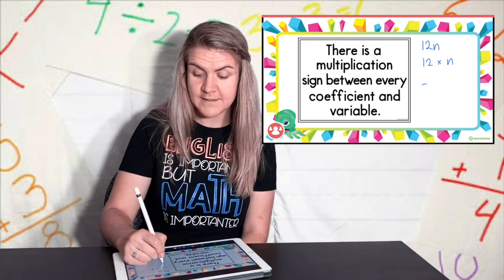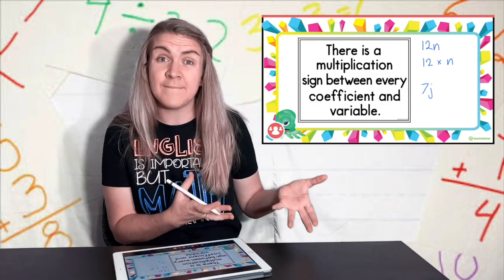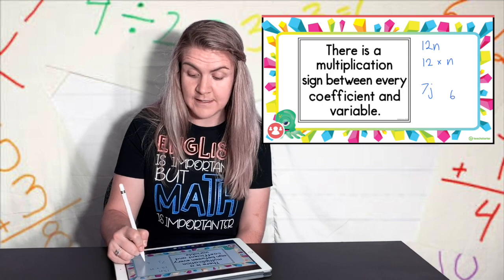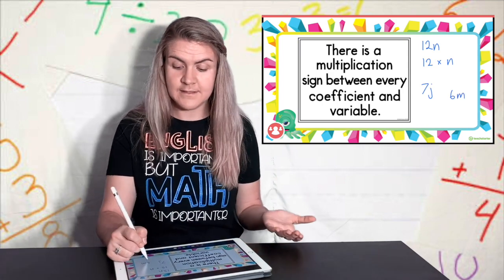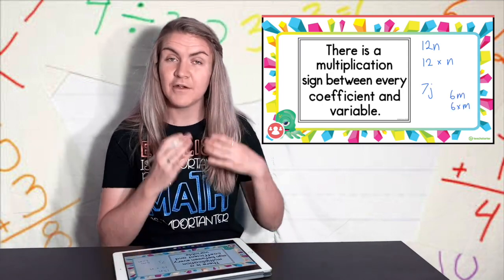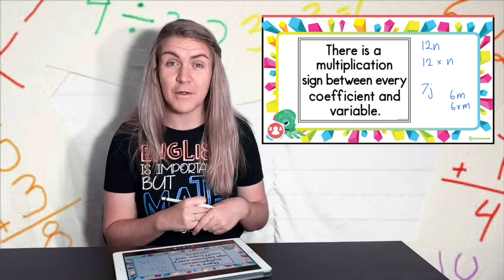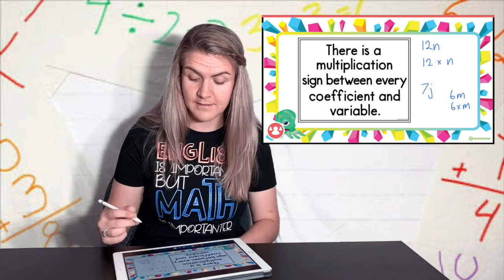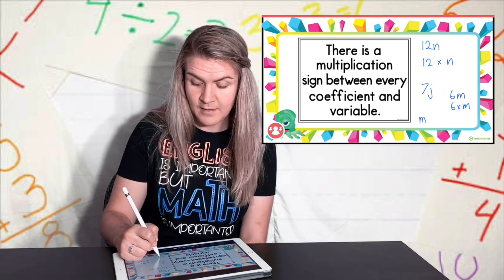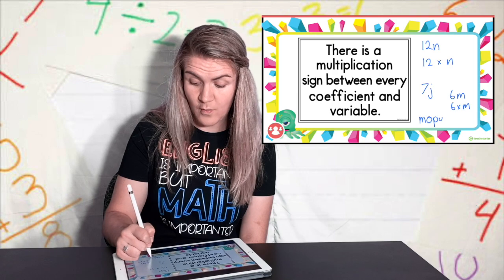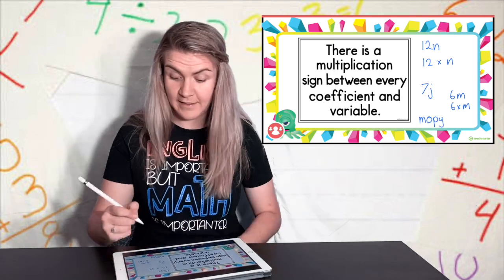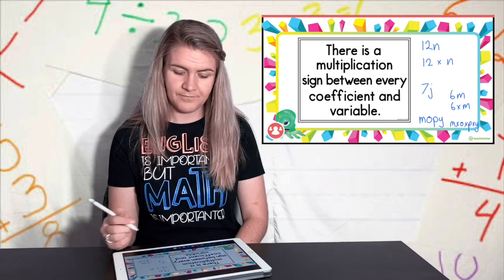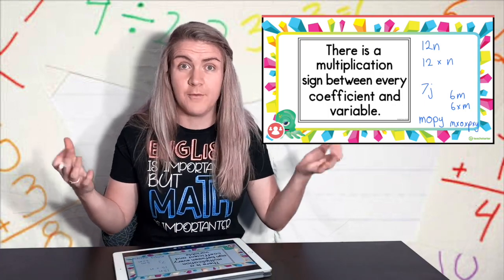So if you see 7j, that means 7 times j. If you see 6m, that means 6 times m. There is always an invisible multiplication sign in between pronumerals. That also means if you see m, o, p, y, what it actually is saying is m times o times p times y. Well, why do we do this, you may ask?